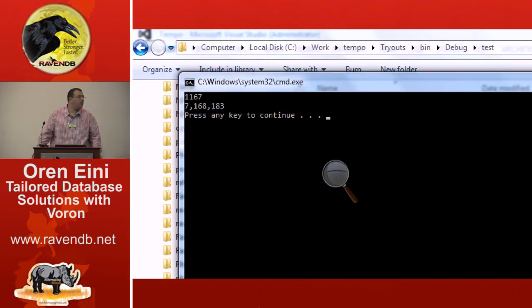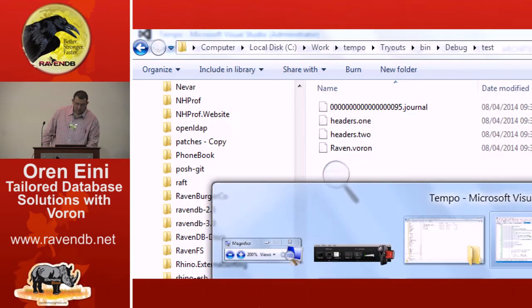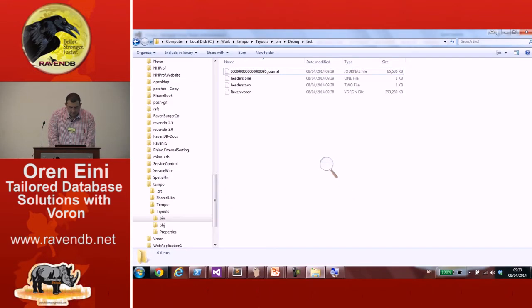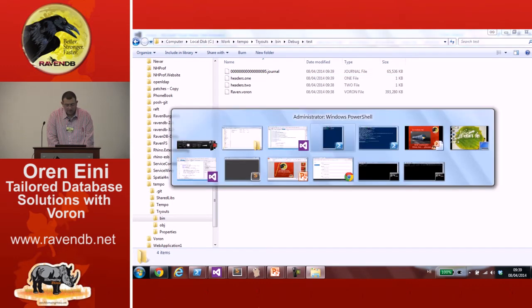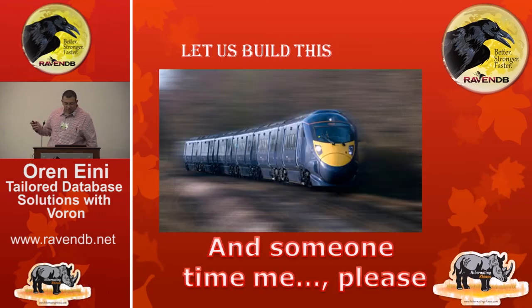Now we have 7 million records to read. We're able to do that in a single second. So the nice thing about Voron is that it plays very well with concurrency. And to remind you, this was a forced requirement.